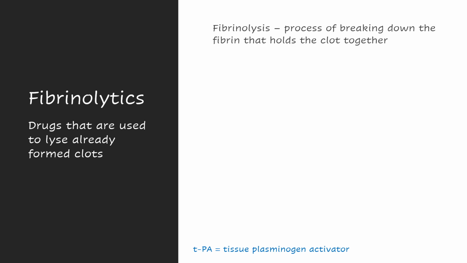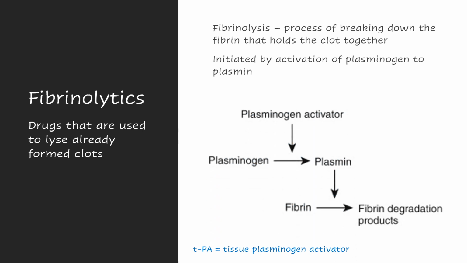Fibrinolysis is the process that breaks down the fibrin that holds the clot together. It is initiated by the activation of plasminogen to plasmin, as you can see in the diagram here. So where do fibrinolytics act? They act by activating the plasminogen activator. Examples of drugs classified under fibrinolytics are streptokinase, urokinase, and alteplase. Alteplase is a tissue plasminogen activator.